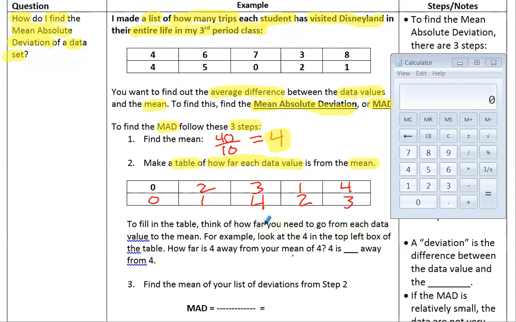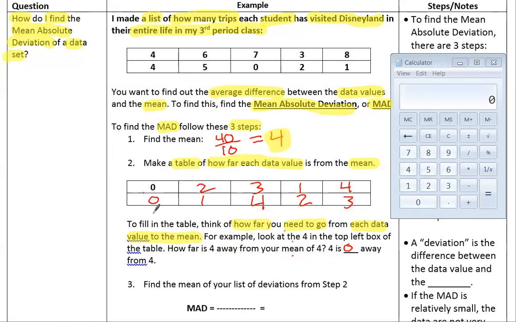How far you need to go from each data value to the mean. So how far is finding the difference? So really you're subtracting. Whenever you find out how far something is, you're finding the difference. So you need to go from each data value to the mean. Okay, we did that. For example, look at the number 4 in the top left box of the table. How far is 4 away from your mean of 4? 4 is 0 away from 4.